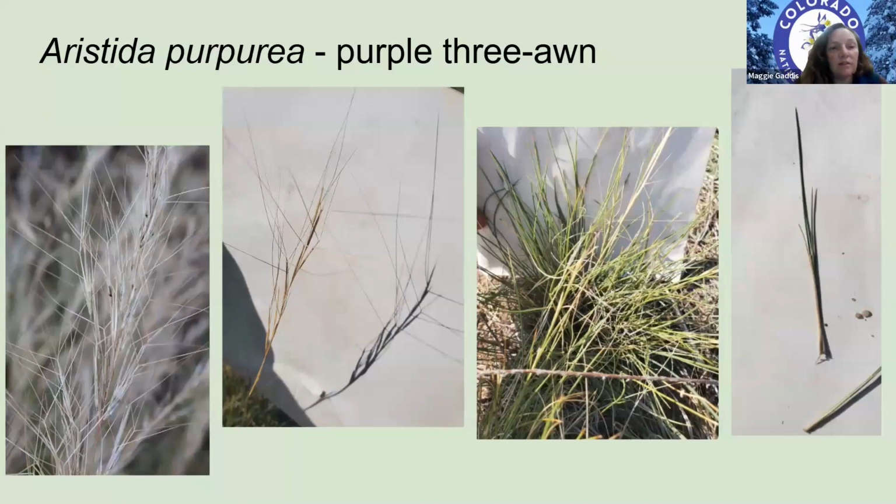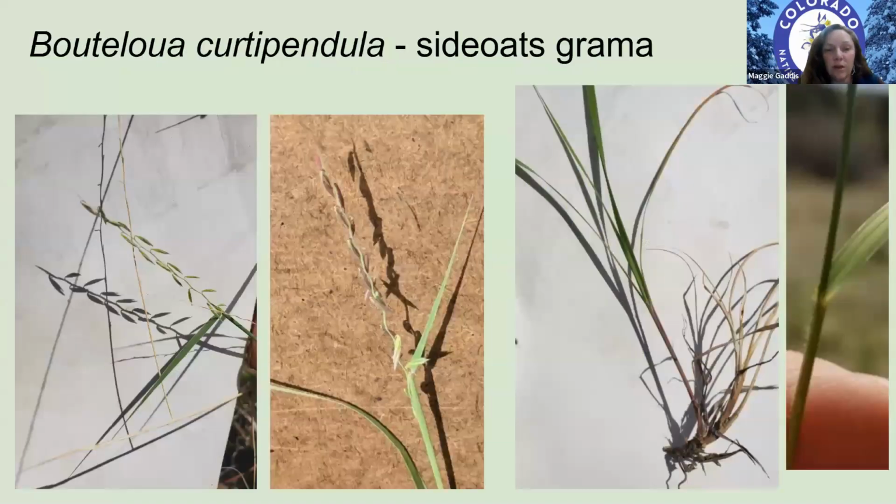Some grasses senesce to really beautiful red and yellow colors, but this one pretty much goes white out. So another way to think about it. But the easiest way to identify it is just to delicately pull on one of those awns. And if you have three awns there and they're really long, you're looking at the purple three awn.